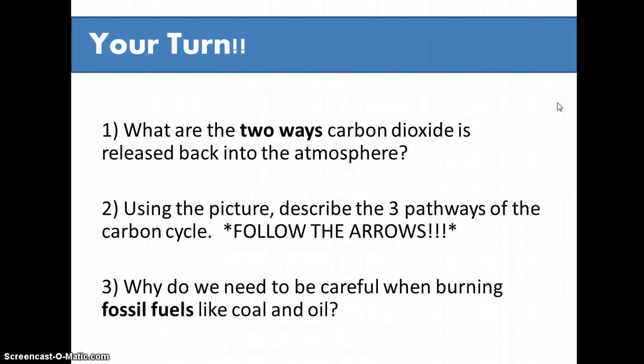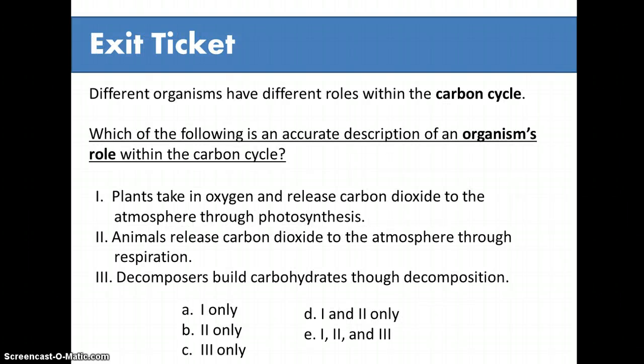So here are some questions you should try on your own. What are two ways carbon dioxide is released back into the atmosphere? Using the picture on the previous slide, find three different pathways that carbon takes. So find three circles or cycles that you can find in that picture and describe the way that carbon goes. And then lastly, why do we need to be careful when burning fossil fuels like coal and oil? What are the things we should be concerned about? And here's an exit ticket question that you should try to answer.